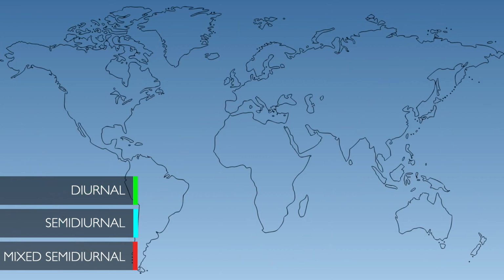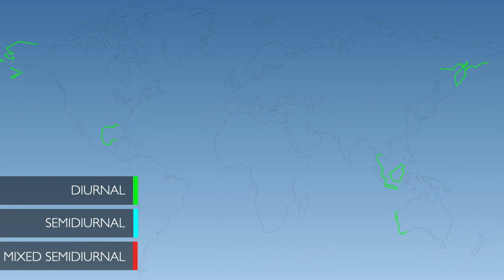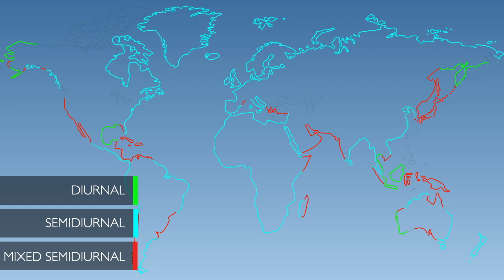There are a few single tide areas. About a third of the world experiences mixed tides, whilst the majority experiences 2 tidal sequences in a single day.